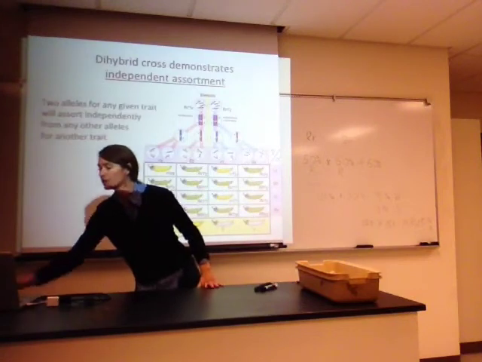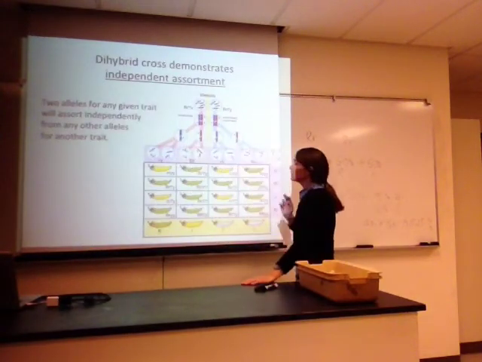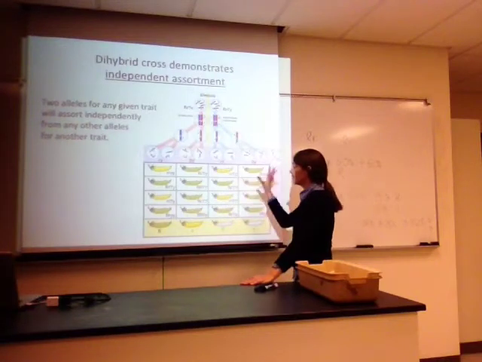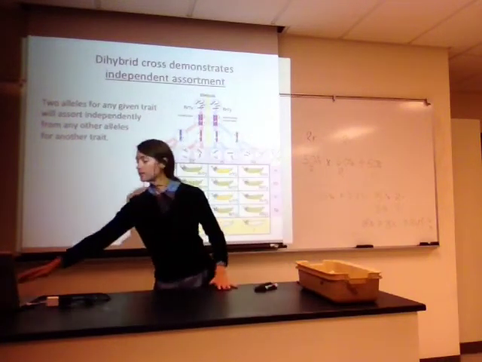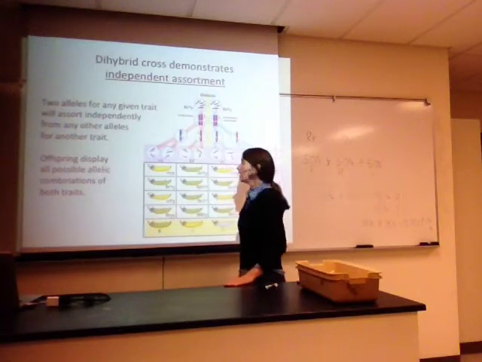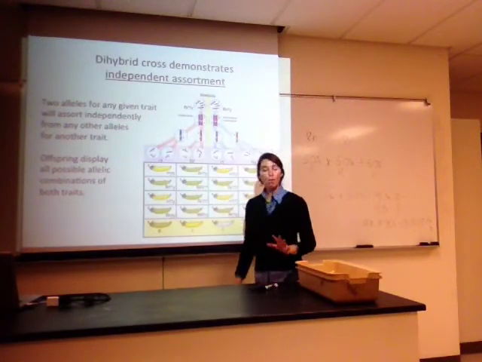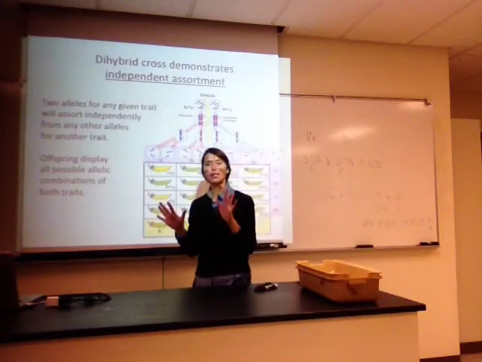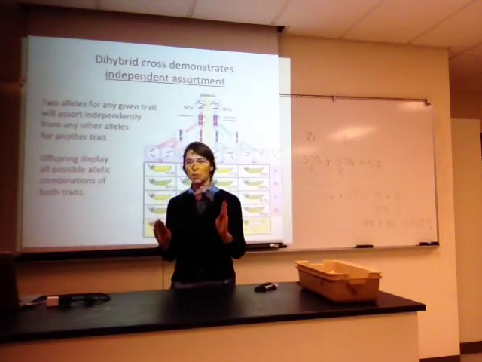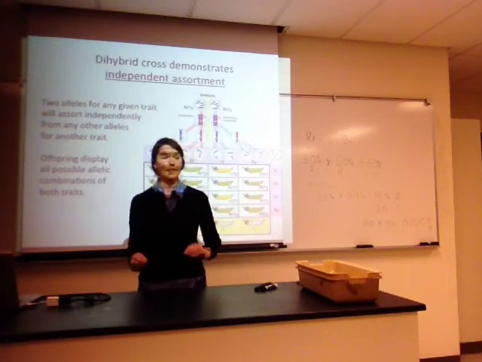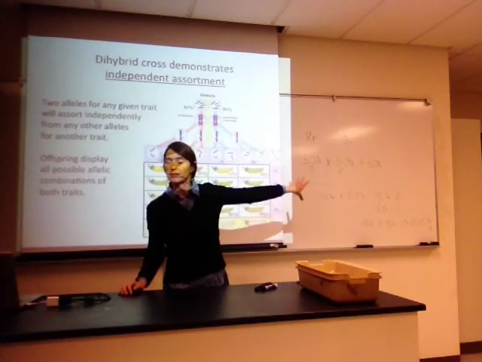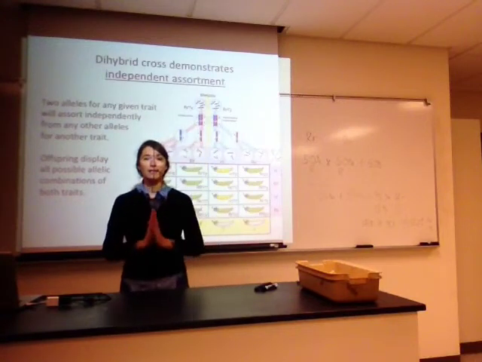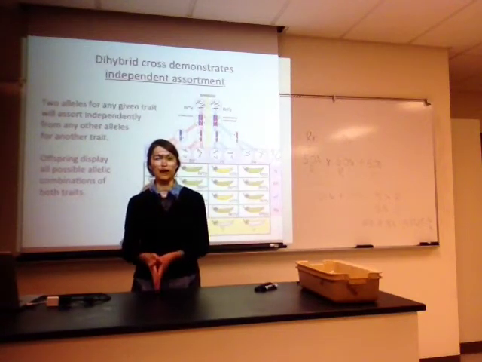So just a quick summary. 2 alleles for any given trait are going to sort independently from one another. It's not going to have any bearing on any other trait, how they sort. And the offspring are going to display all possible combinations of those traits in particular proportions. And those proportions are what you should see mathematically from 2 independent events. All right, that's the conclusion of my talk on dihybrid cross.